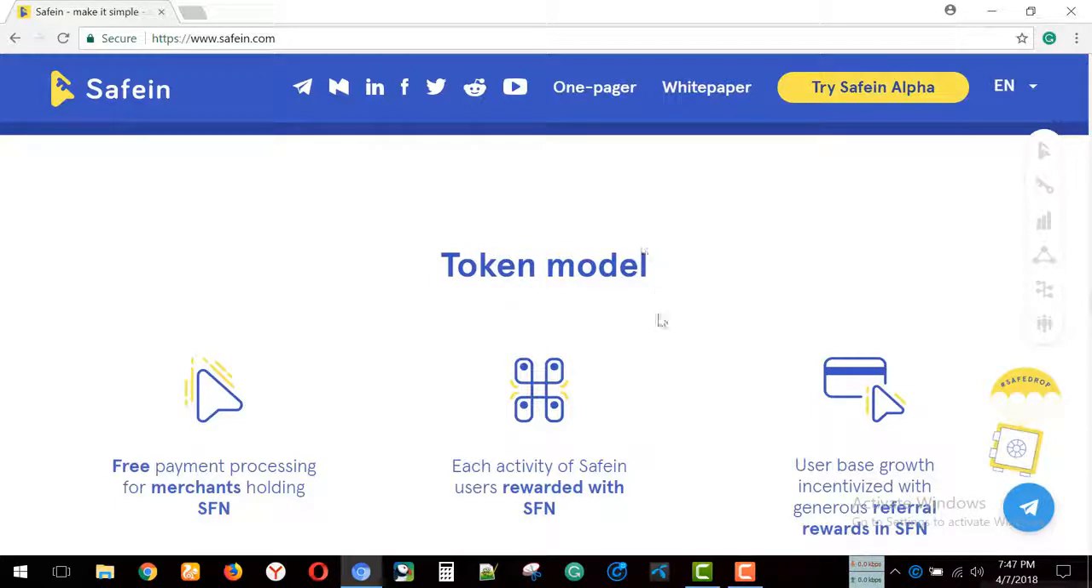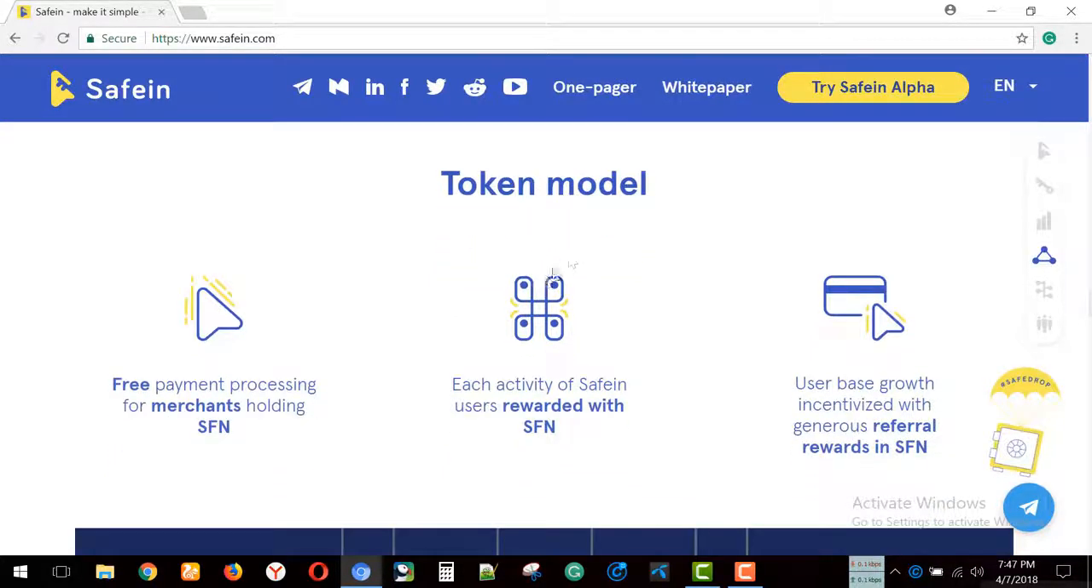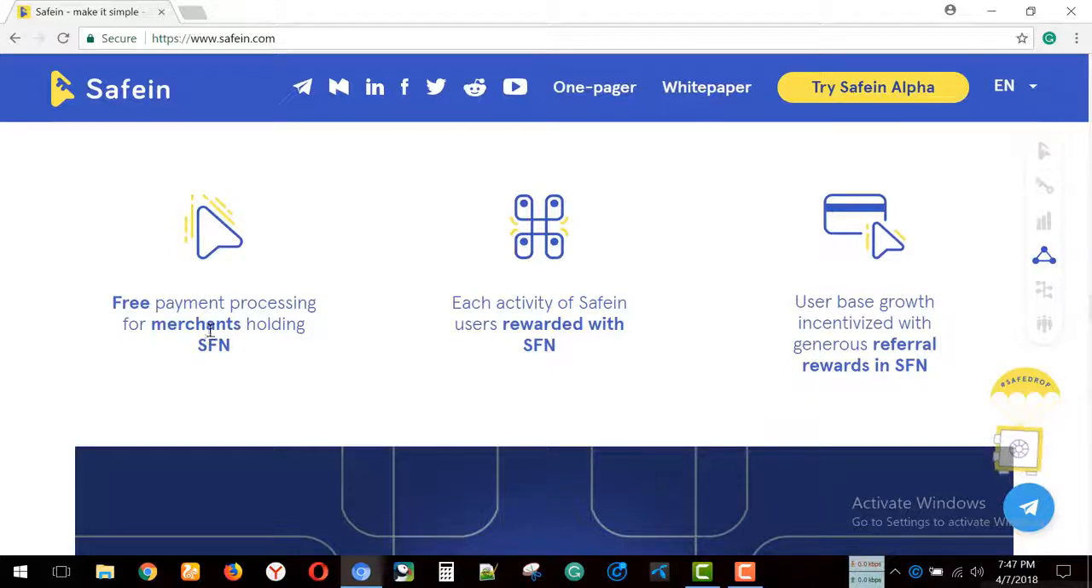So considering all these things, Safin has used their wonderful idea, the Safin token, which is going to be used to stimulate and encourage people to get involved in this project. This token has some special features. If you look at these, free payment processing for merchants: it means that a merchant holding the Safin token will not be charged any fees for processing their payments.